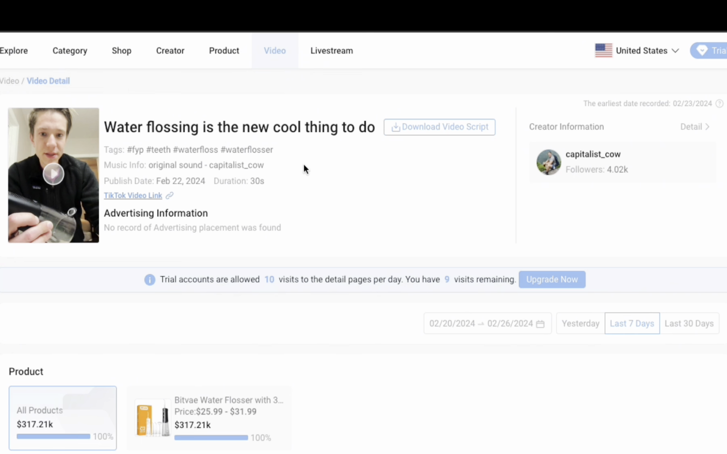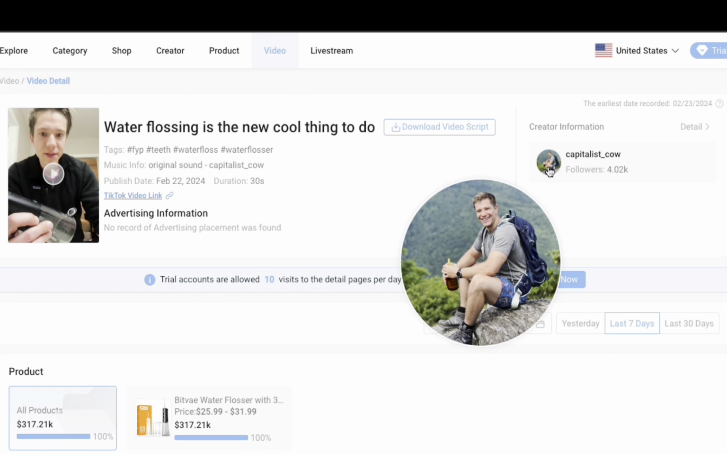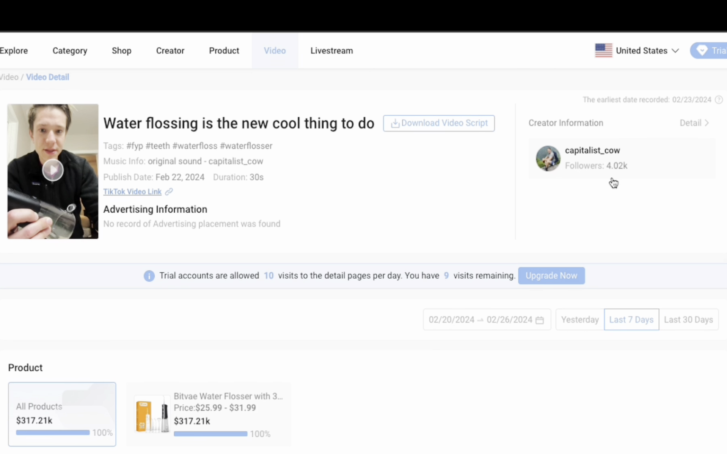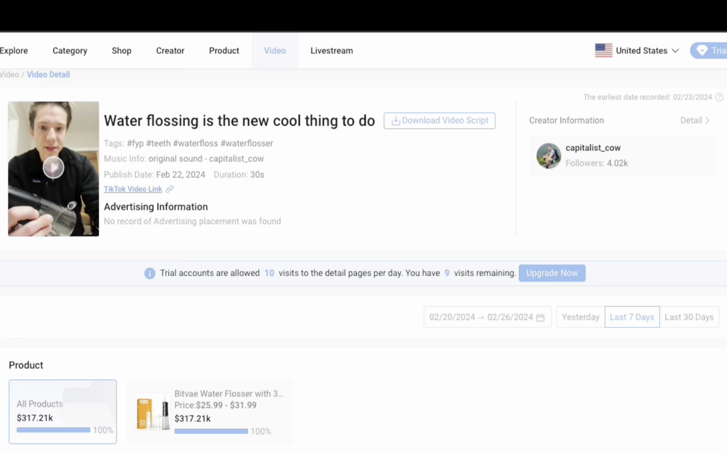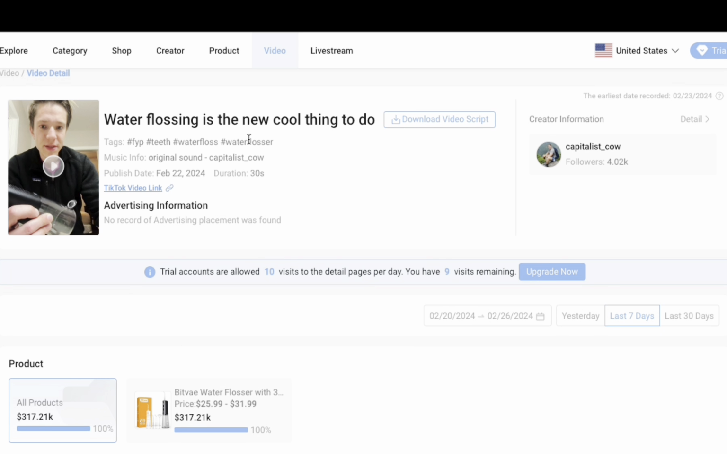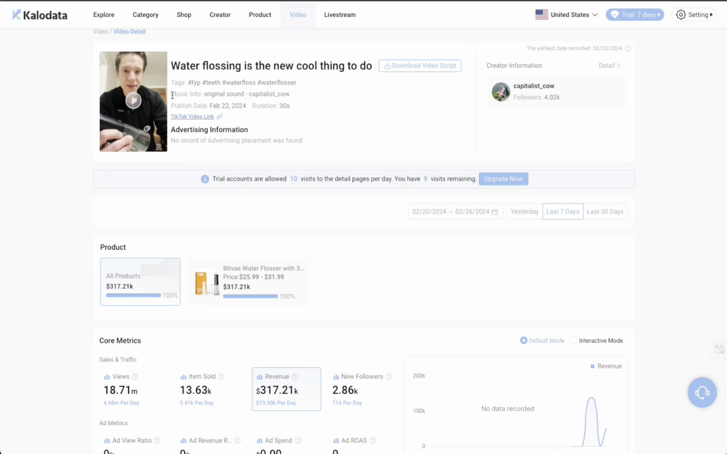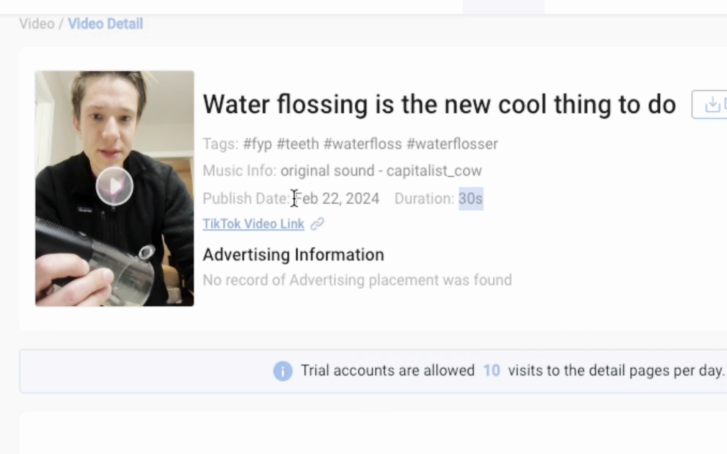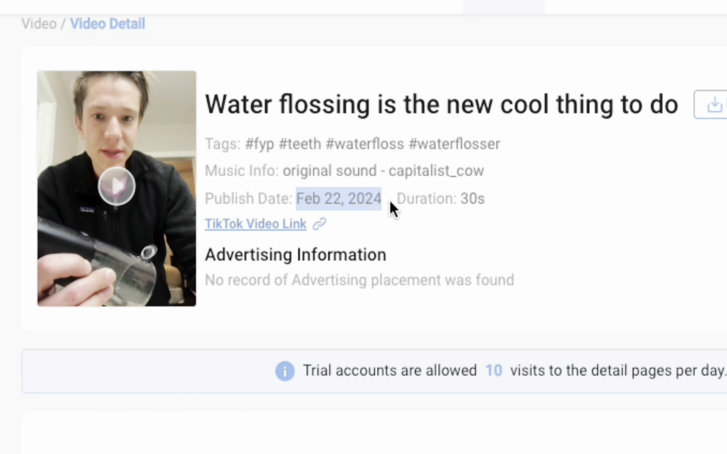And what I can see on this page is, one, the TikTok account that they are using. So on the top right hand corner there, you'll see it brings up their image and it brings up the name of their TikTok account. It's called capitalist_cow. They've only got just over 4,000 followers. And if we look on the left hand side there, you can actually see the video that they created. It was a 30-second long video that was uploaded on the 22nd of February 2024.